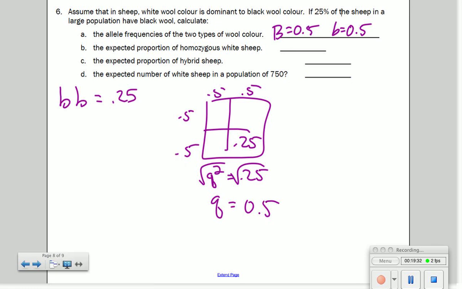That is right here. We're looking for this. So 0.5 times 0.5 is 0.25, so 0.25. The expected proportion of hybrid sheep, well, this is also 0.25.